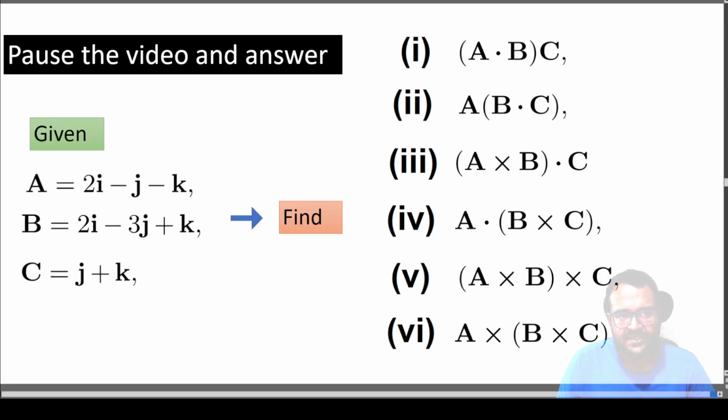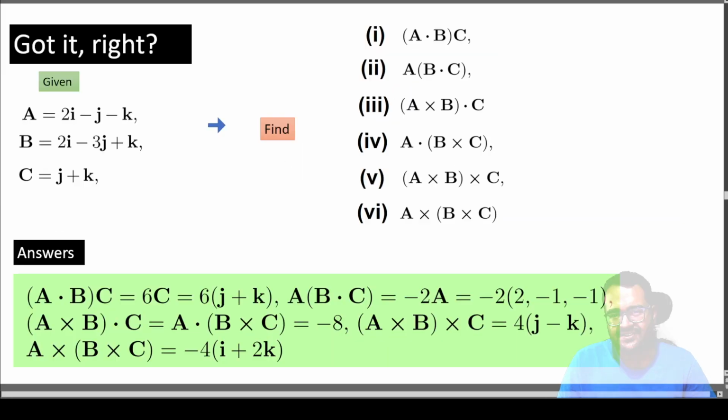Again, pause the video and please find those. It's a very simple exercise. A dot B, A dot B cross C, A cross B, all this, and yes, all the answers are there. So please find it. Simple exercise.